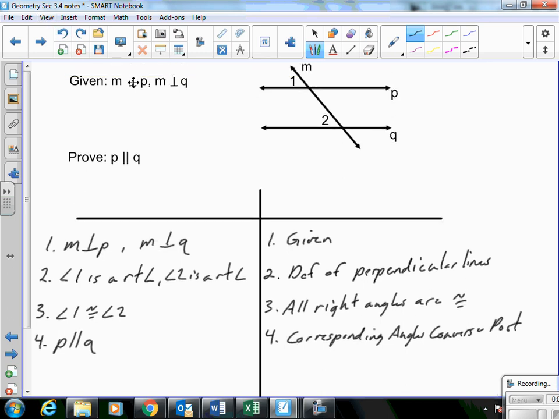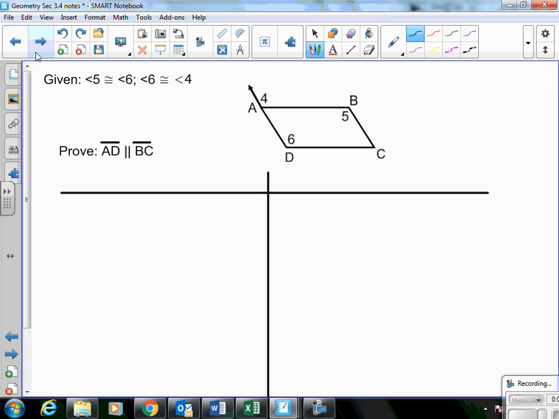All right. So P and Q are parallel because we got to the point where we could prove that the corresponding angles were congruent. All right. So next up, another little proof. This one's actually easier than the last one.